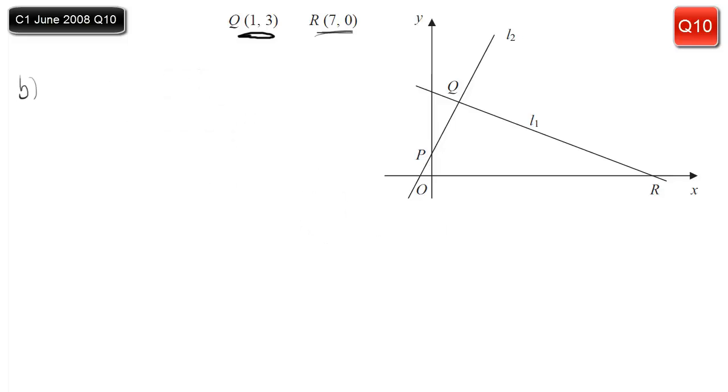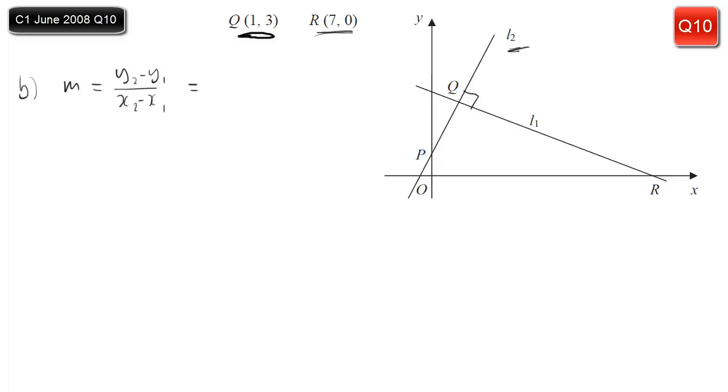Now part B wants the equation for this line here, L2, and so we know straight away a point that it passes through, Q. So the only other fact that we need about this line is its gradient. And happily we're told that L2 is perpendicular to L1. That's a right angle, so if we know the gradient of L1, that will give us the gradient of L2. So the gradient of L1 is the gradient of the segment from Q to R. Okay, so that gradient is equal to, well, I use y2 minus y1 over x2 minus x1.